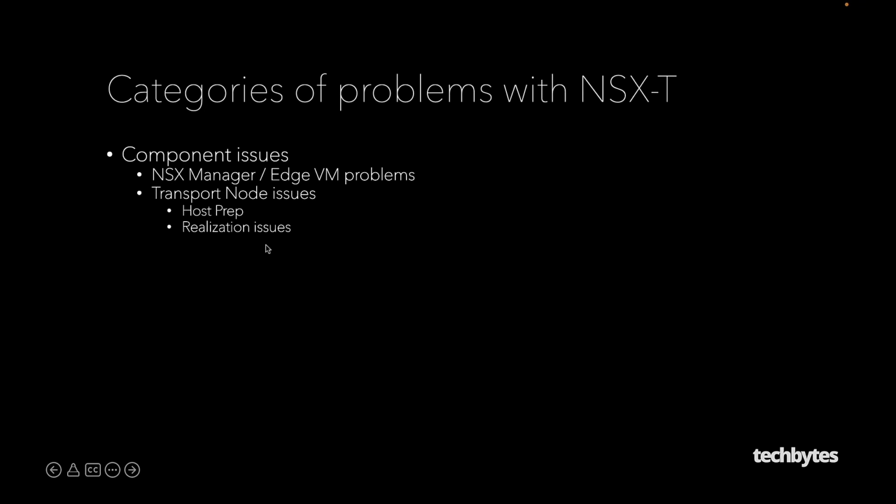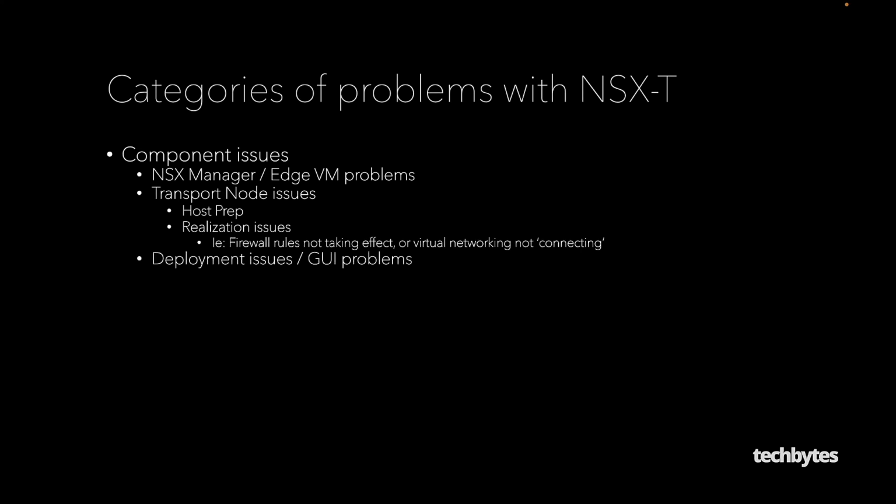It also could be what I would call realization issues, meaning you have defined a virtual network or a firewall rule or something like that in NSX, but it is not actually taking effect on your transport node as well. So I'd say that's kind of another issue that you can run into.